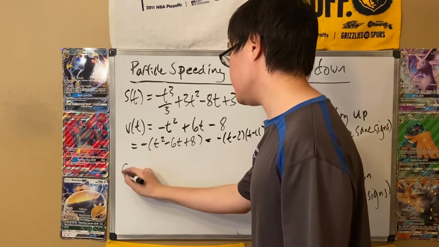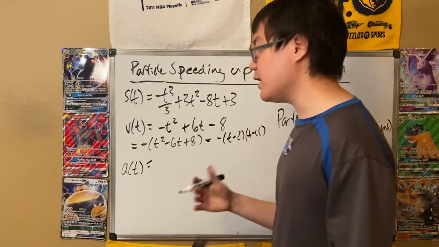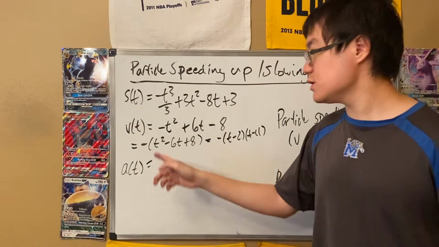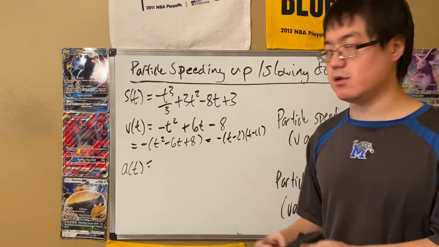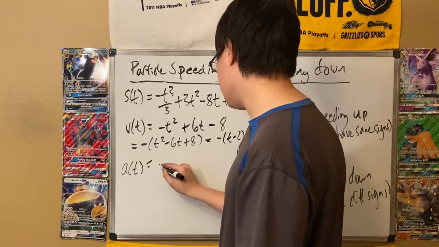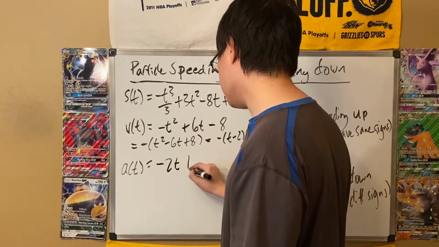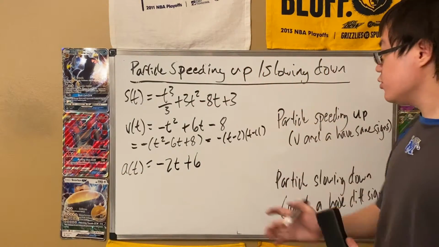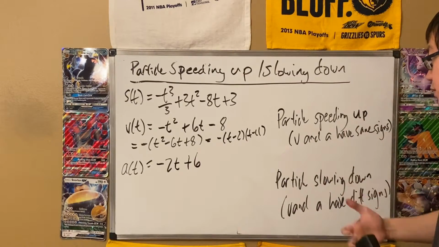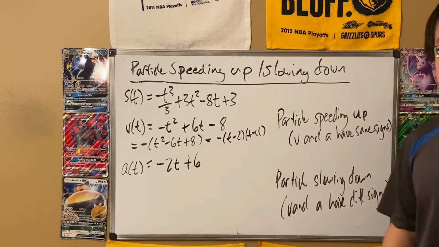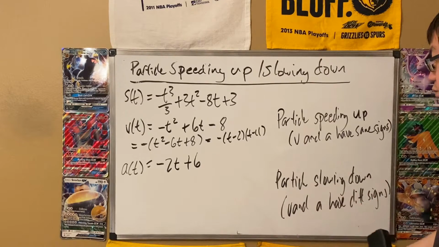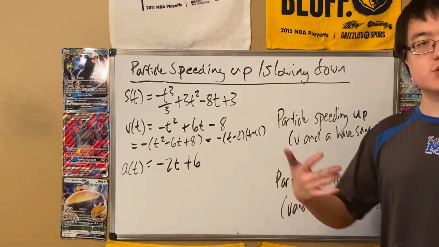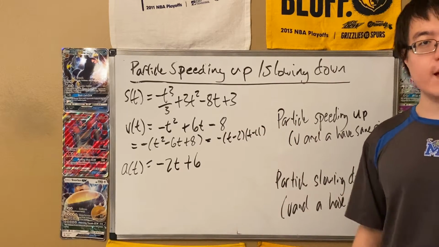Then we need to find acceleration now. To find acceleration, you take the derivative of velocity. That derivative is a little bit easier: it's negative 2t plus 6. And that's basically it. Now that we have the two derivatives, because a particle is speeding up when velocity and acceleration have the same signs, and slowing down when they have different signs, we need to draw the sign chart of velocity and the sign chart of acceleration.